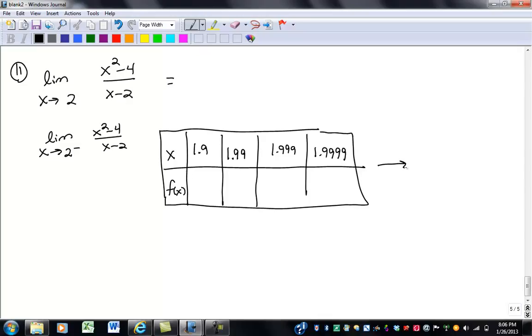So when you plug 1.9 into your calculator, you have 1.9 squared minus 4, divided by 1.9 minus 2, which is 0.1 in magnitude. And that gives you negative 3.9. Well, now I take 1.99 and plug it in for x. 1.99 squared minus 4 divided by 1.99 minus 2.